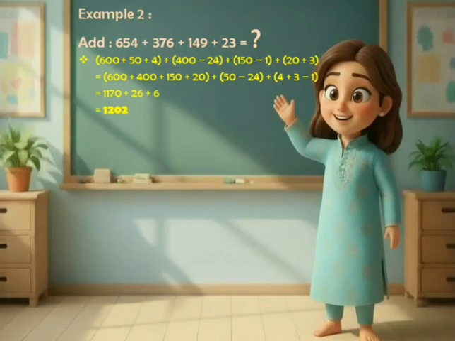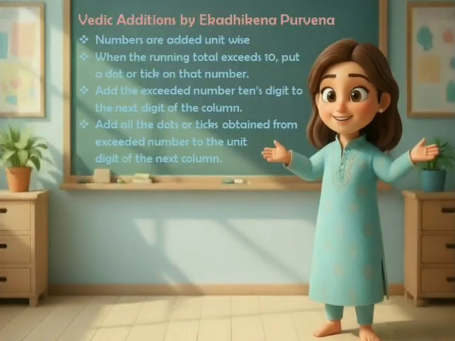So we are going to learn our next and third method for Vedic Sutra addition, that is Ekadikena Purvena. Now Vedic addition by the method Ekadikena Purvena. This is similar to the column method, but we use dots or ticks whenever the sum exceeds 10. Those dots are carried over and added in the next step. So now we are going to consider examples for understanding this method.